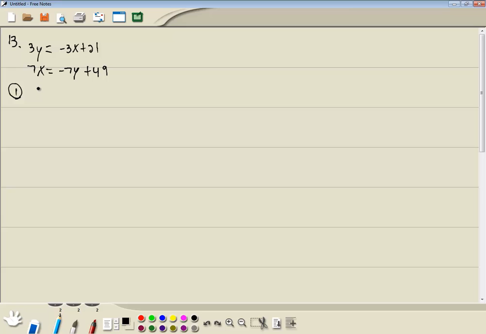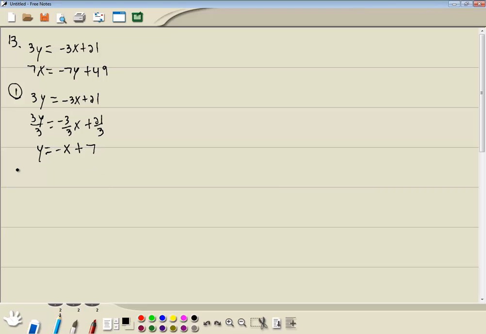First step. This is solving by substitution. Solve one of the equations for one of the variables. I'll pick the first one. So I got 3y. Solve one of the equations for one of the variables. I can do math just fine, I just can't speak. Okay, and I'm going to divide everything by 3 to get y by itself. So those 3's cancel. Negative 3 divided by 3 is negative 1, or just negative x, plus 21 divided by 3 is 7.